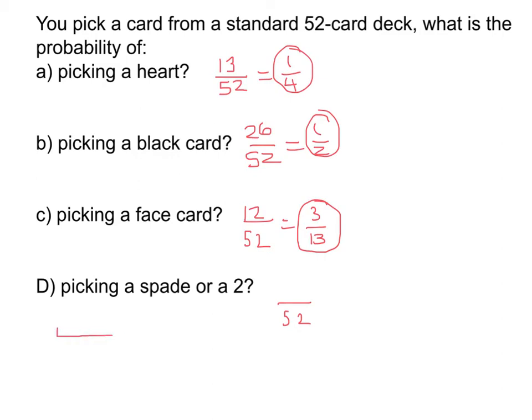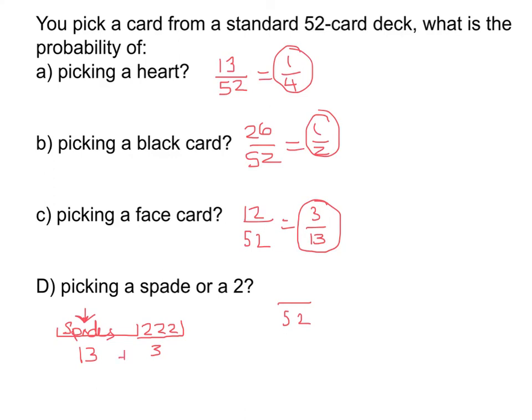So we have all of these spades here, and we know that there are 13 of them. We also could possibly be picking a 2, but the problem is that we've already included a 2 in the 2 of spades, which means we really only have 3 more 2s that we're talking about: the 2 of hearts, the 2 of diamonds, and the 2 of clubs, because we can't count the 2 of spades twice. So we have the 13 spades, which includes the 2 of spades, and then we have the 3 other 2s that are in the deck.